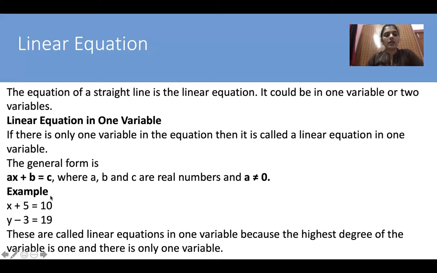If it has two variables, like x plus 5 is equal to 10 plus y, it becomes a linear equation in two variables. x minus 3 is equal to 19 is also a linear equation in one variable. Here the power or degree of the variable is 1 and it has only one variable, so it is a linear equation in one variable.